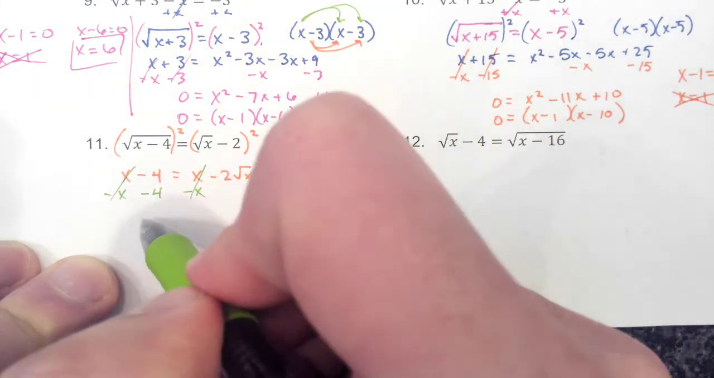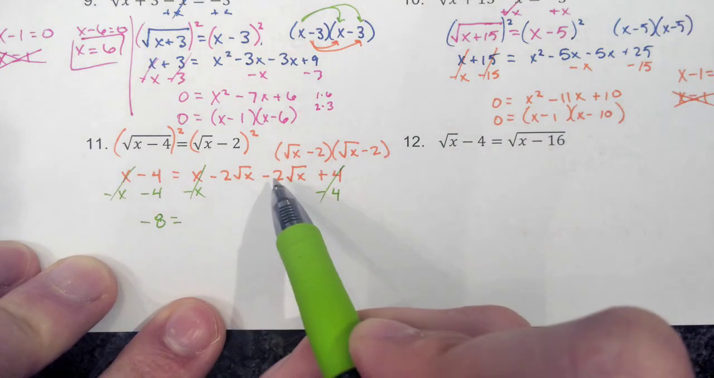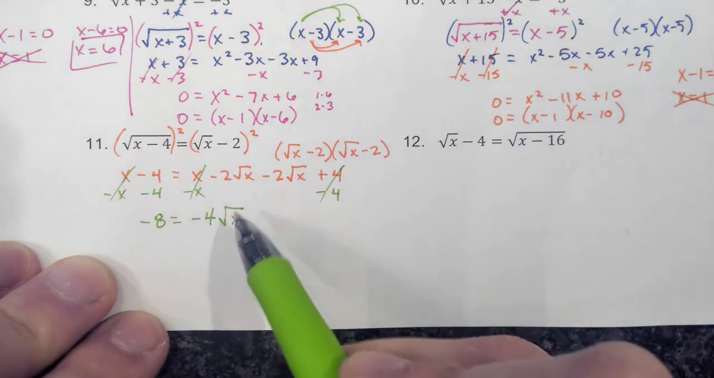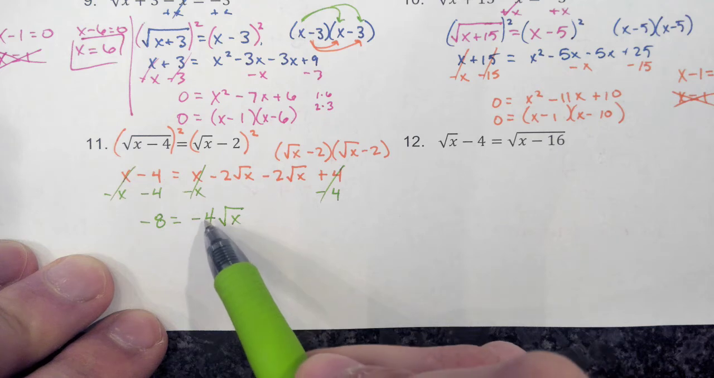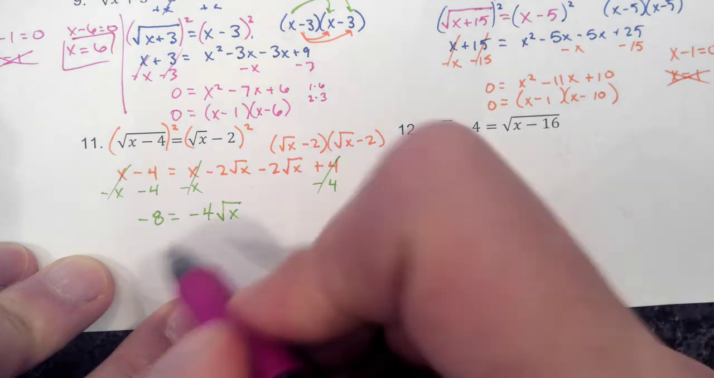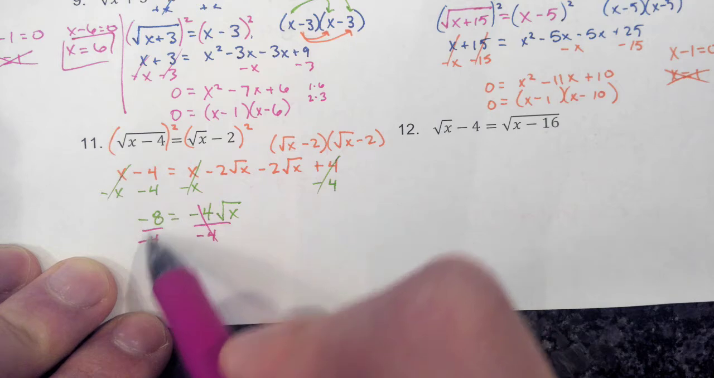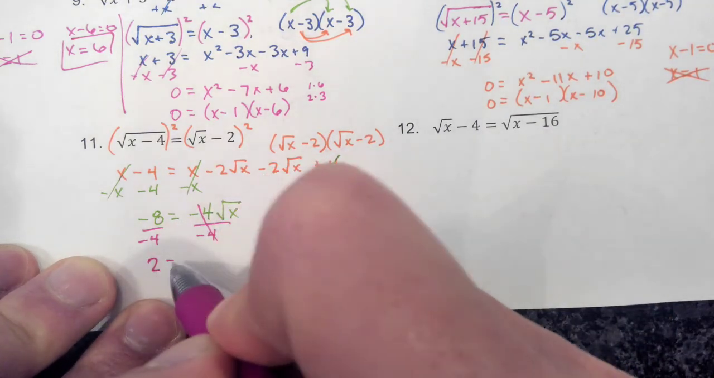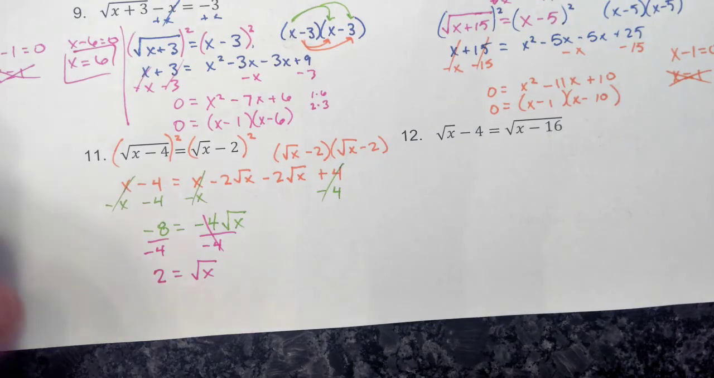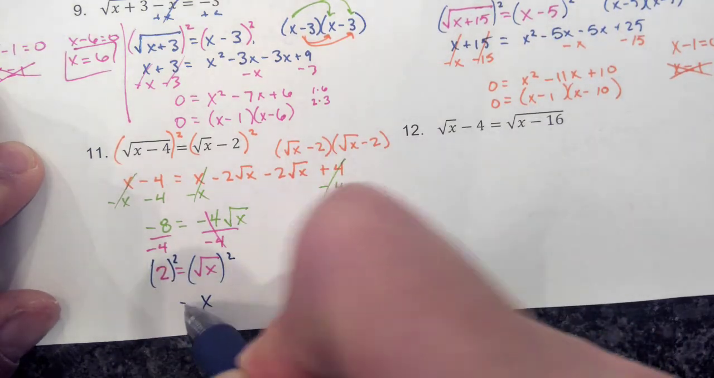I've got negative 8 equals, those are like terms. What's negative 2 square roots of x minus 2 more square roots of x? That's negative 4 square roots of x. And then to get that radical isolated, I have to get rid of that negative 4. What is that negative 4 doing? It is multiplying, so to get rid of it, we would divide by negative 4. And negative 8 divided by negative 4 is positive 2. And then you see, that's really simple. The radical is isolated, so we square both sides, and x equals 4.